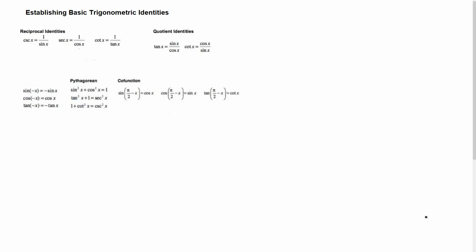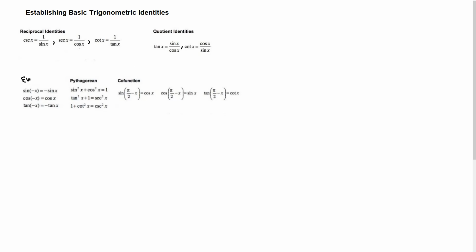Establishing basic trigonometric identities. We use the following formulas. Reciprocal identities: cosecant is 1 over sine, same angle. Secant is 1 over cosine. Cotangent is 1 over tangent. And quotient identities: tangent is the ratio of sine and cosine, and cotangent is cosine over sine.